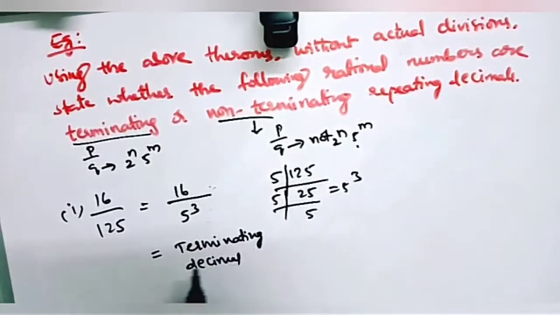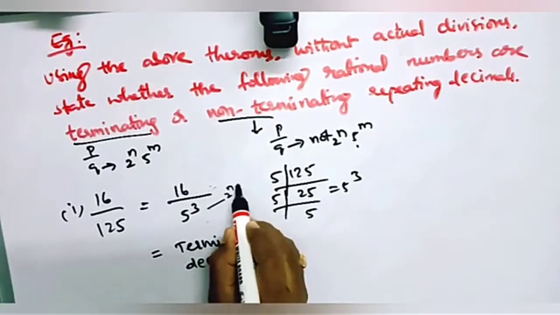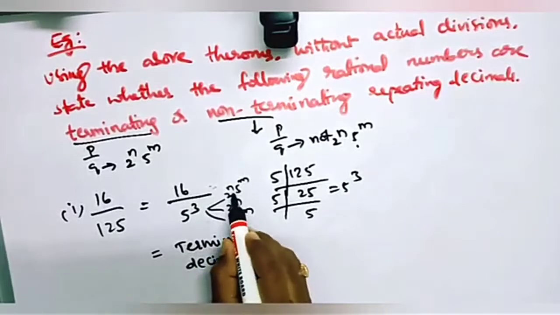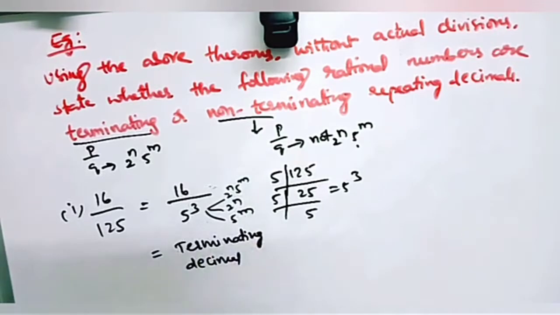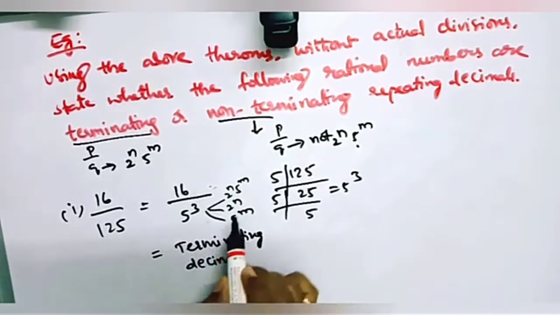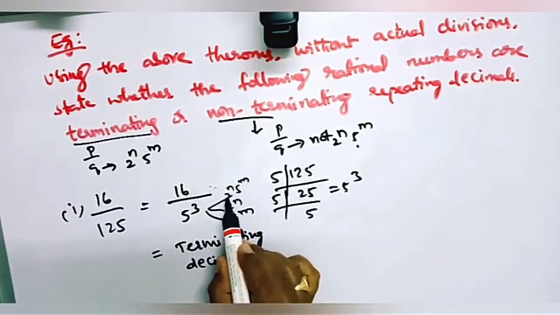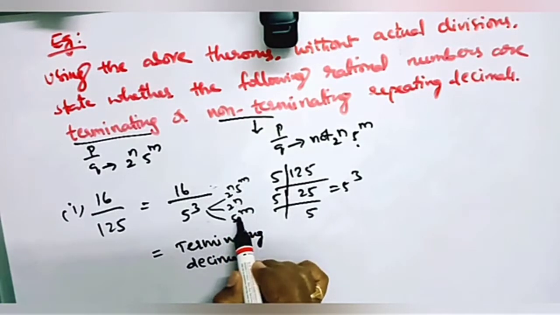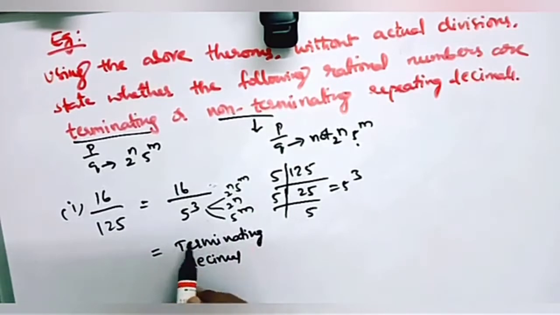Simply you can remember here the denominator part: either 2 power n, or 5 to the power of m, or 2 power n and 5 to the power of m. If the denominator has any one of these, then it is a terminating decimal. If it is 5 power m, you should convert to 2 power n. If it is 2 power n, you will get 5 power n. Out of these three, if the denominator has any one, then we can conclude that it is a terminating decimal.